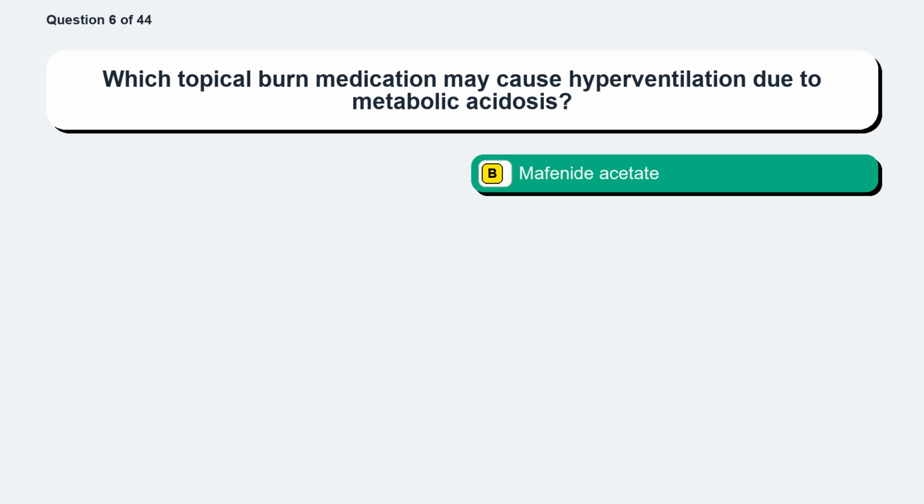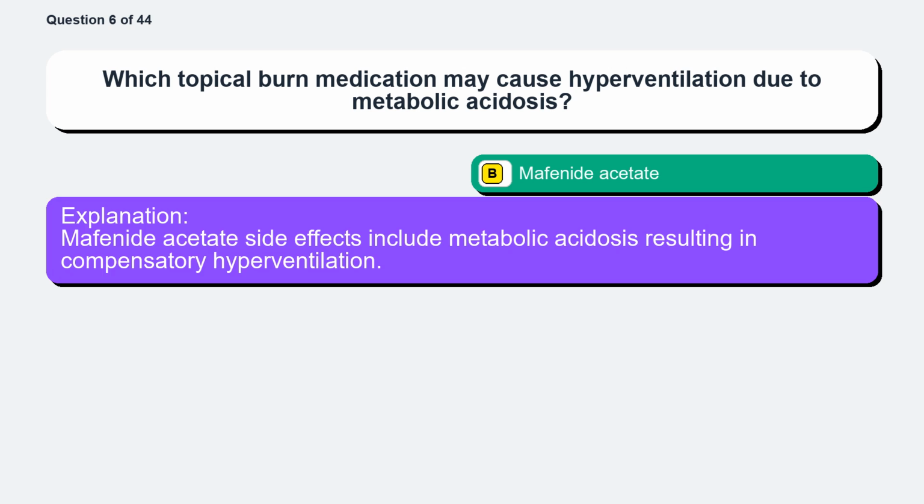The correct answer is option B. Mafenide acetate. Mafenide acetate side effects include metabolic acidosis resulting in compensatory hyperventilation.